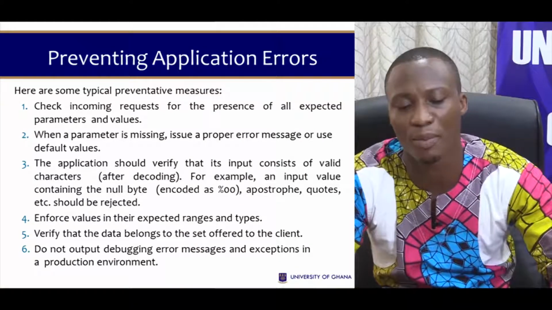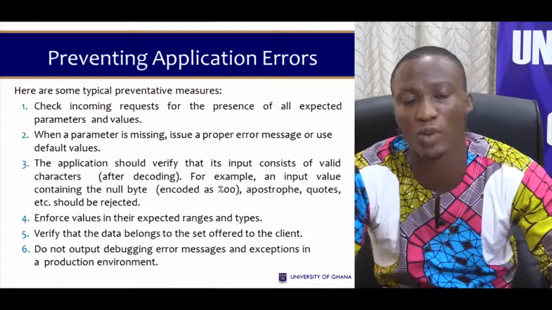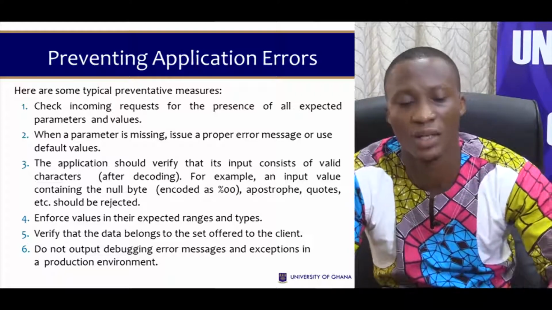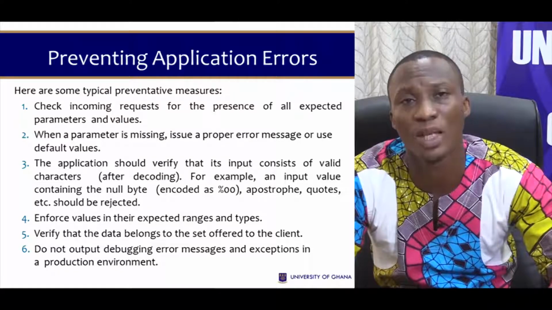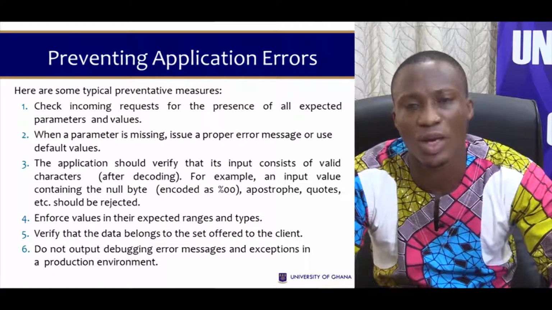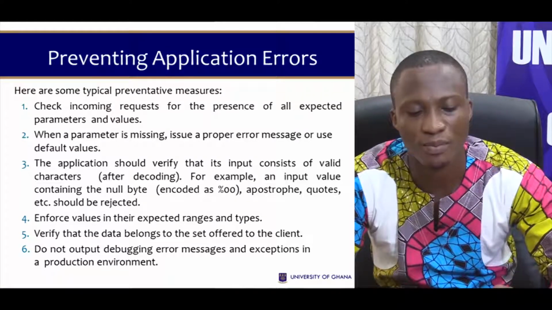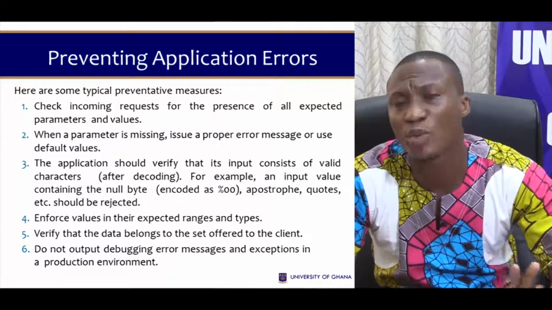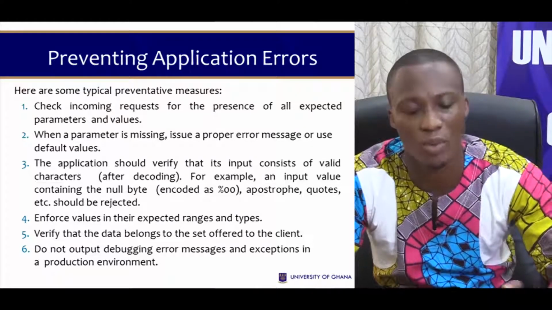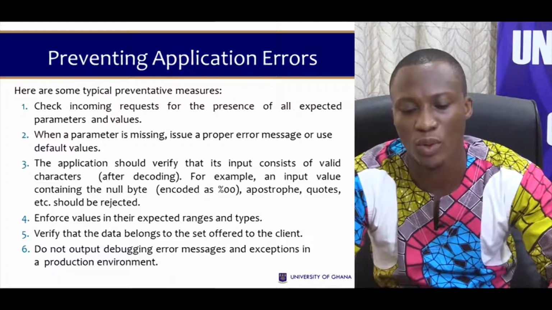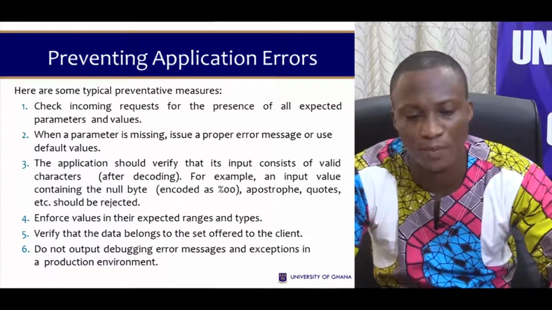How do we prevent application errors? There are a few preventive measures, and I'll ask you to take your time to go through them. We have checking incoming requests for the presence of all expected parameters and values. We need to enforce values in their expected range and types. Do not output debugging error messages and exceptions in a production environment. So these error messages should be encoded as much as possible.